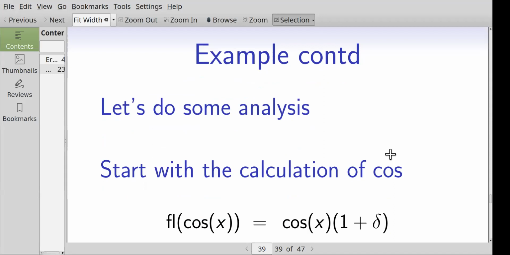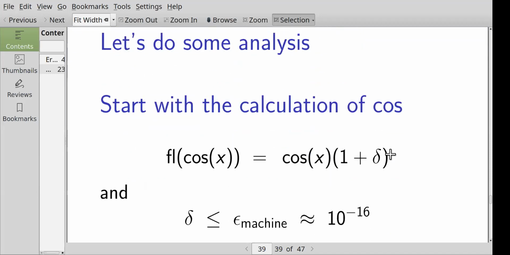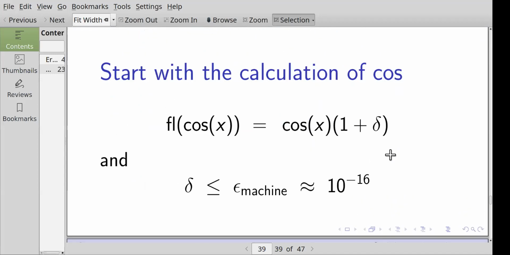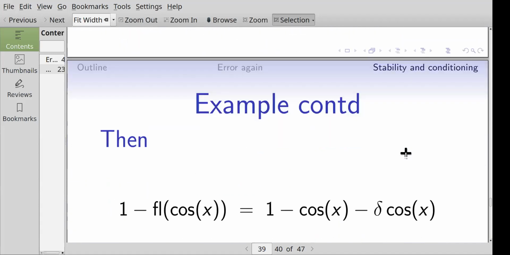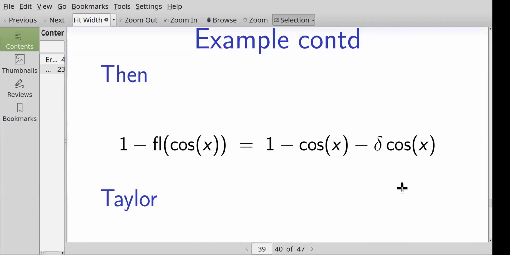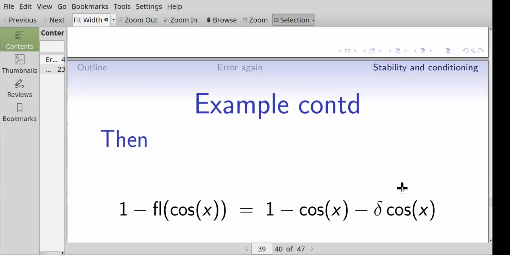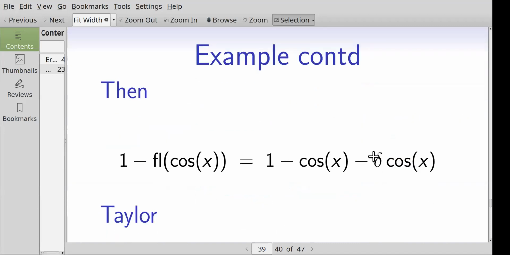So let's do a bit of analysis. We'll start with the calculation of the cosine. Let's say that when I'm implementing the cosine, I'm actually implementing cosine of x times 1 plus some delta. And I'm hoping that that delta is less than or equal to the machine epsilon. So if I take 1 minus that, I will get 1 minus the cosine minus delta times the cosine of x.